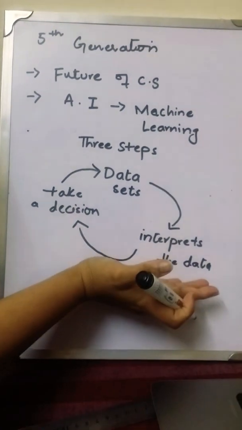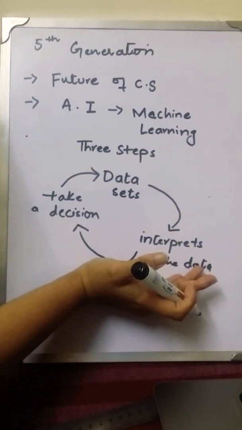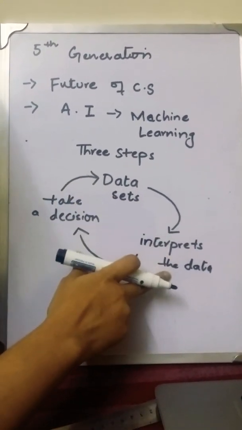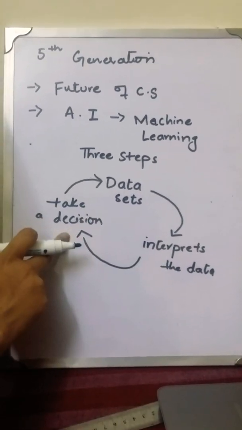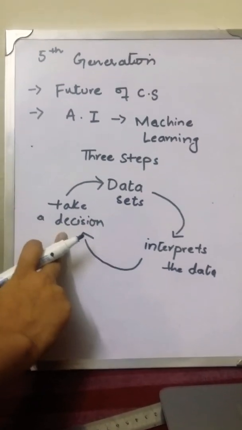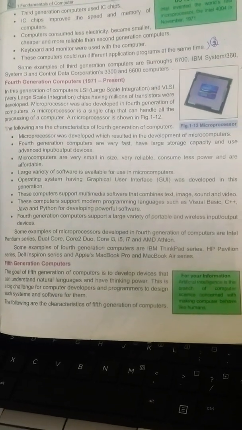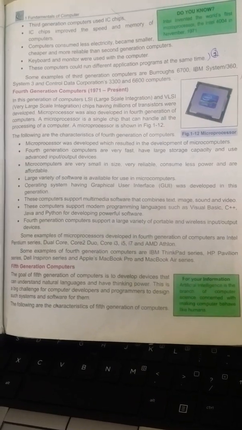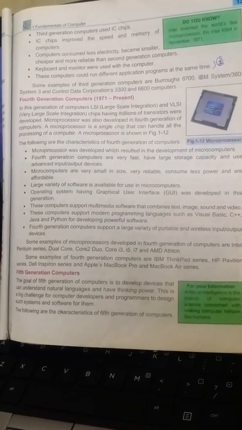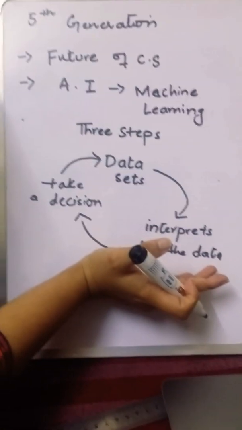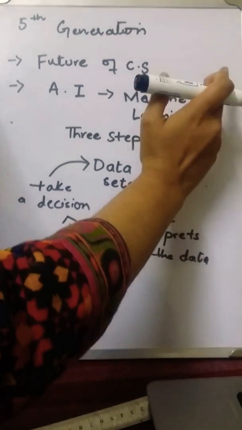So here you have three basic steps of machine learning. First, the user gives a dataset to the machine, then the machine interprets the data, and the last step is that after interpreting the data, the machine takes a decision on its own. The more data sets a user provides to the machine, the more experience it can gain. And the more experience it can gain, the more it can learn, and on this basis these computers can take decisions on their own. So this is the whole process of the fifth generation, which is based on machine learning.